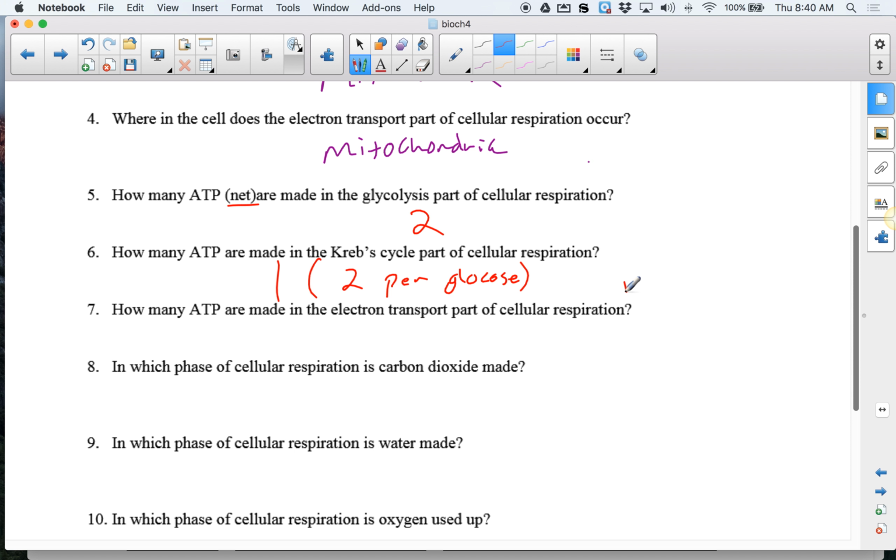And then how many ATP are made in the electron transport part of cellular respiration? 32 to 34. So we can see that the electron transport chain of cellular respiration is the one that really yields the most energy there. In which phase of cell respiration is carbon dioxide made?